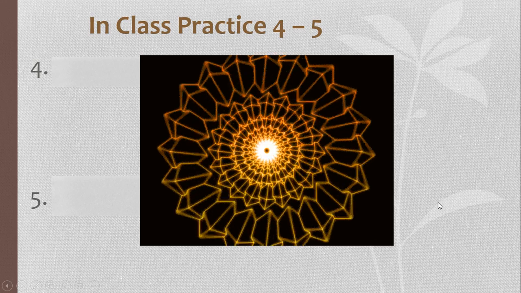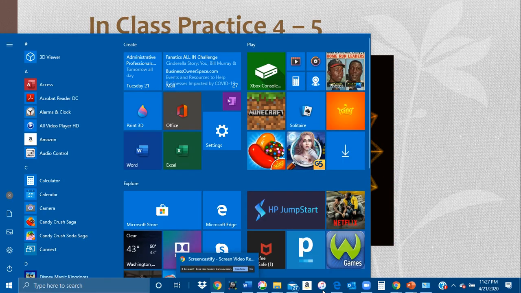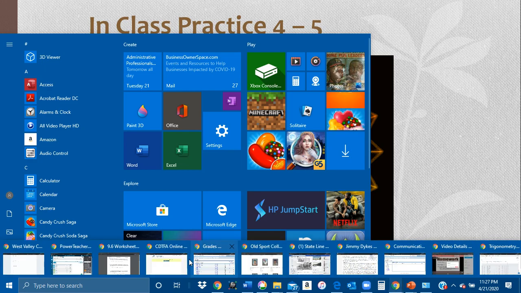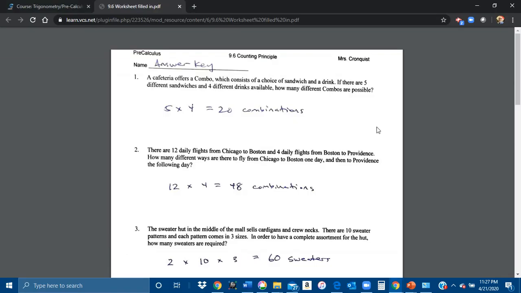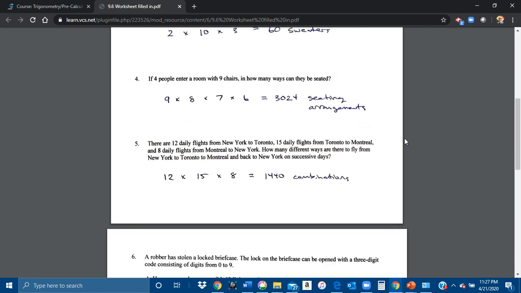All right, let's go back to the in-class practice here. Numbers 4 and 5. If 4 people enter a room with 9 chairs, in how many ways can they be seated?